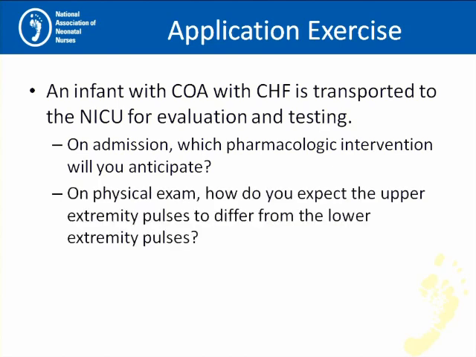On physical exam, how do you expect the upper extremity pulses to differ from the lower extremity pulses? Bounding upper extremity pulses, weak femoral pulses. Coarctation of the aorta causes obstruction to the left ventricular blood flow, which causes an elevated pressure, leading to increased ventricular pressure. The left ventricle becomes hypertrophied and dilated. Collateral circulation develops around the constriction to compensate the lower extremities and abdomen, which causes decreased pulses in lower extremities.